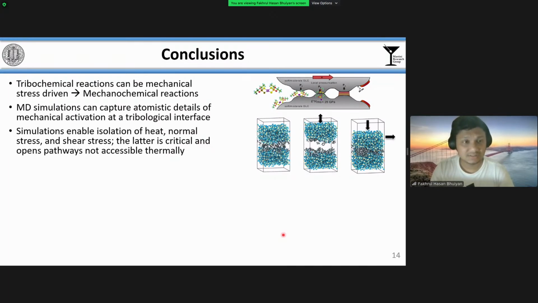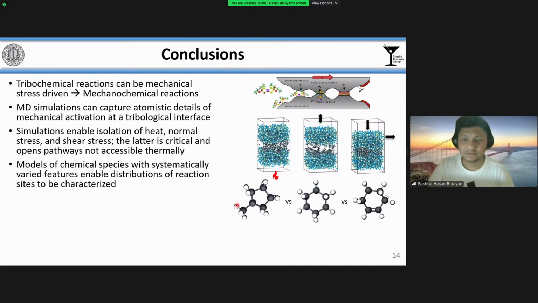Our simulations enabled the isolation of the effect of heat, normal stress, and shear stress. And we found shear stress to be critical in driving these reactions. We systematically studied different organic molecules to capture the effect of different chemical features on mechanical activation and found that the carbon-carbon double bond can be quite susceptible to shear stress.